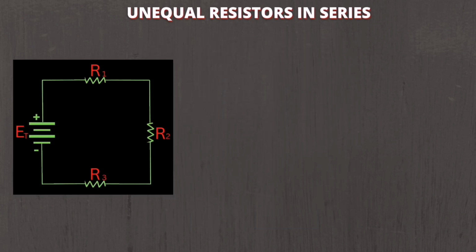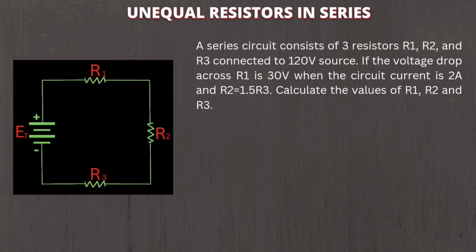Okay, so now we go to the examples. A series circuit consists of 3 resistors R1, R2, and R3 connected to a 120 volt source. If the voltage drop across R1 is 30 volts, when the circuit current is 2 amperes and R2 is equal to 1.5 of R3, calculate the values of R1, R2, and R3.